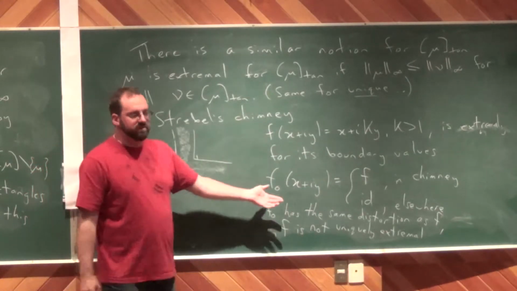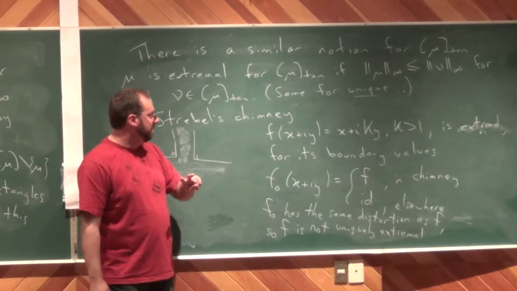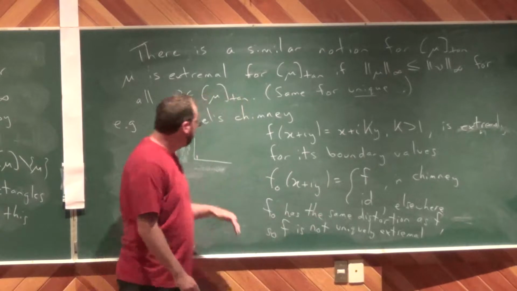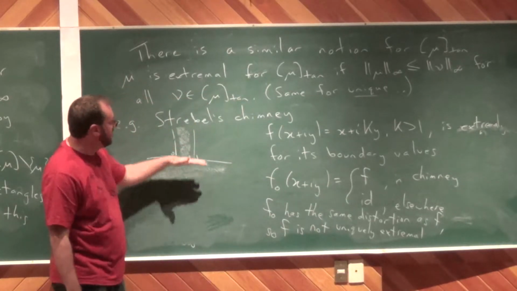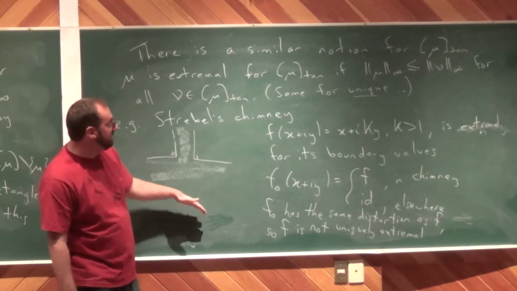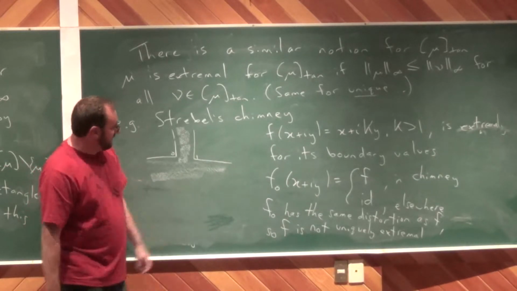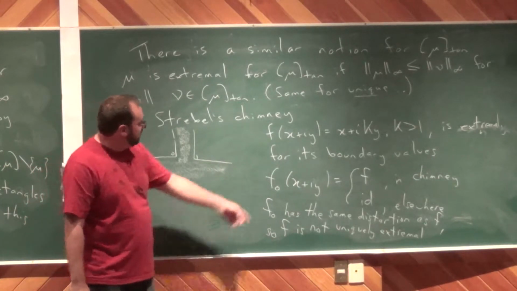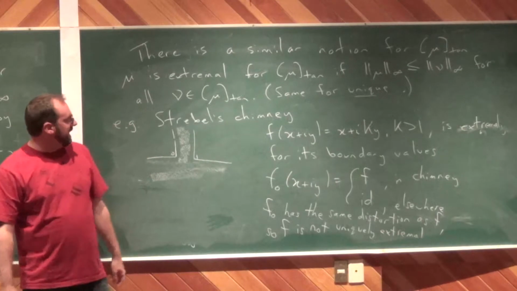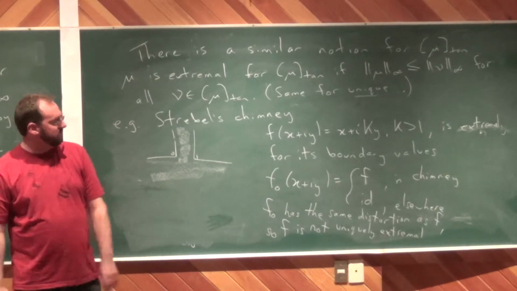I mean, it's even worse than this. It's not just that we've got two mappings which are extremal. Well, we can replace the identity by anything which stretches by a factor less than k in that direction. It'll still have the same boundary values. It'll still be extremal, and it's not going to agree with f. So in this case, we have infinitely many extremal mappings.